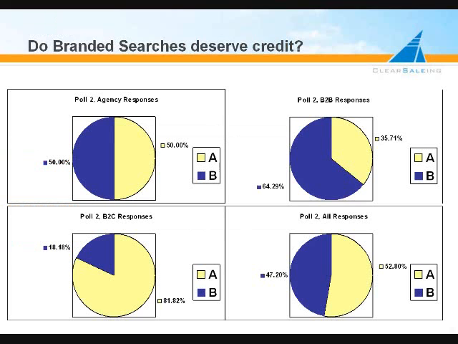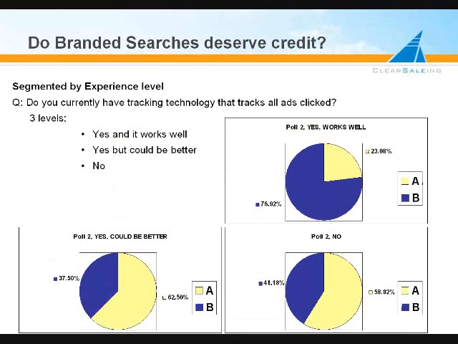We found some interesting results from the polling that did not provide a consensus throughout the participants. However, when we look at the experience level of the participants, those with the most experience overwhelmingly agree that Model B, which excludes giving credit to the branded ad, is the proper model.